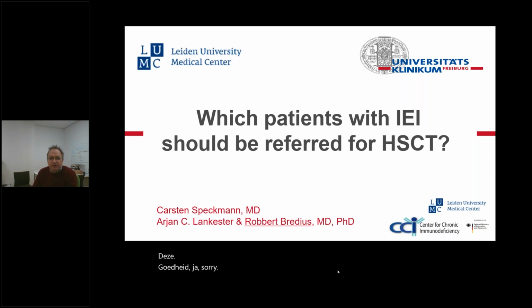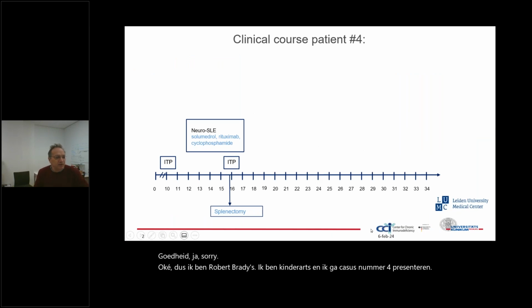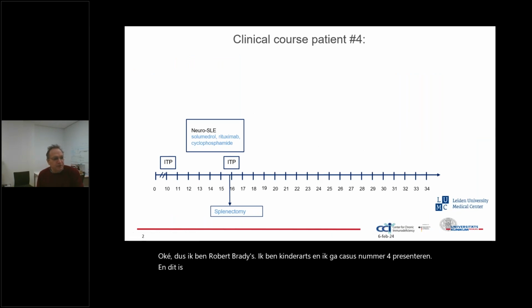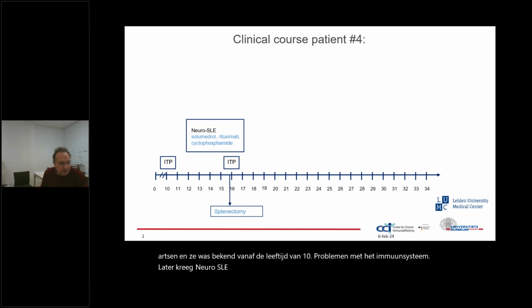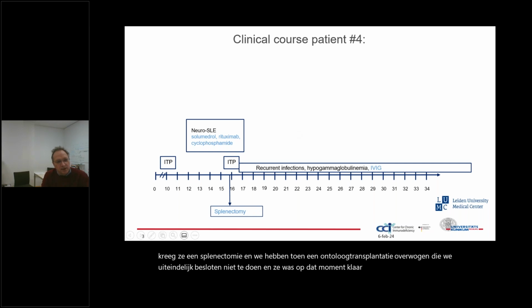Okay, so I'm Robbert Bredius, I'm a pediatrician, and I'm going to present case number 4. I know this girl from her youth, before she was transferred to the adult doctors, and she was known, from the age of 10, with problems with immune thrombocytopenia and later on neuro SLE, which was intensely treated with steroids and rituximab and cyclophosphamide. She received a splenectomy, and we did consider an autologous transplantation at that time, but we eventually decided not to do that. And she was at that time in a pretty stable condition transferred to our adult colleagues.